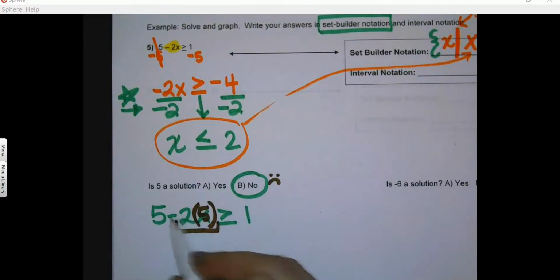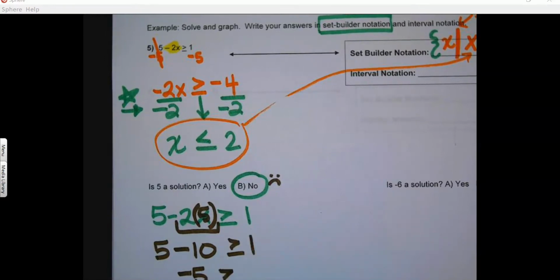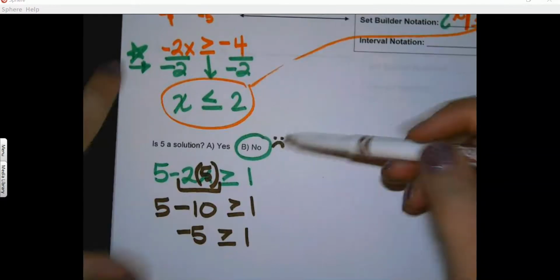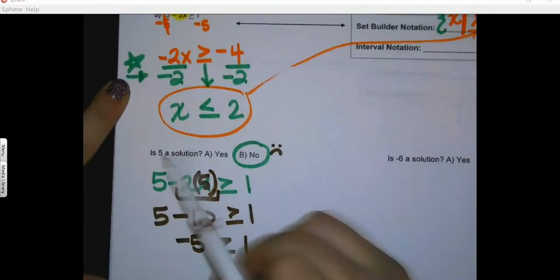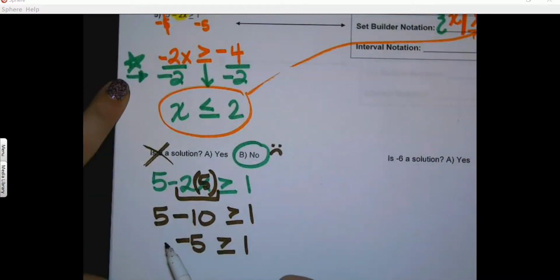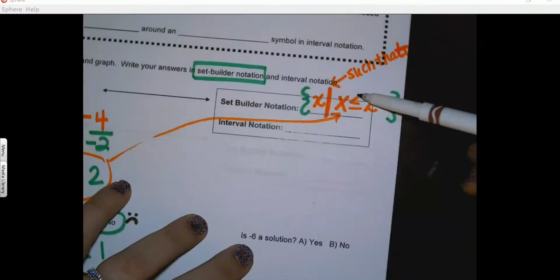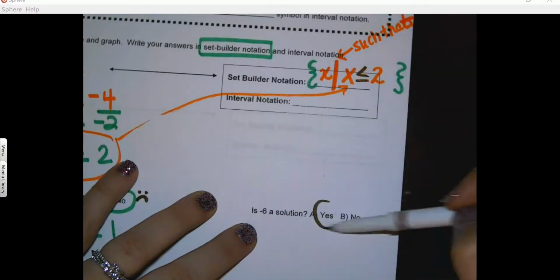So we have negative 2 times 5, that's negative 10. Bring down the 5. 5 minus 10 is negative 5. And it did not work. Negative 5 is not bigger than or equal to 1. So it didn't work. That's what this is saying. Don't use 5. Whereas negative 6 is less than or equal to 2. So negative 6 should work then.